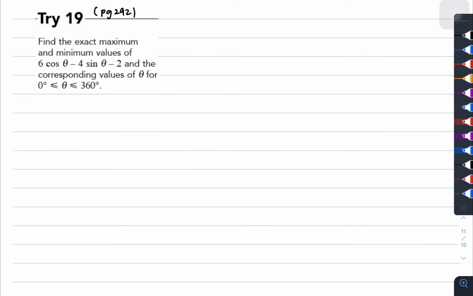Now let us go straight to example 19. One purpose of doing this R formula is to find the maximum and minimum value of a combination of sine and cosine function. On top of looking for the maximum and minimum, we need to find the corresponding values of theta, the angle such that we have the maximum or the minimum. This is actually quite straightforward. For this case, I'm going to take 6 cos theta minus 4 sin theta minus 2. Actually we don't need the negative 2 for now. Because the cosine is in front, I'll let it be equal to r cos theta.